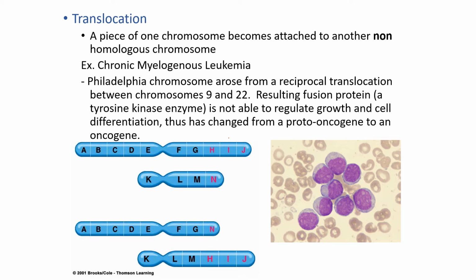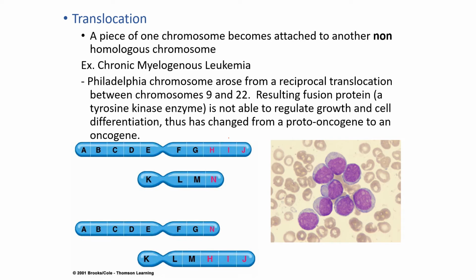So 22 is an extra short chromosome instead because it's missing some of that information. It attached to chromosome 9. This causes quite a difference in how that protein is read, and it causes it so that it's not able to regulate the growth of the cell, and instead of being a proto-oncogene, now it becomes an oncogene that can cause lots of complications for that individual.